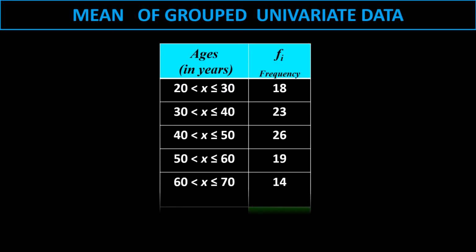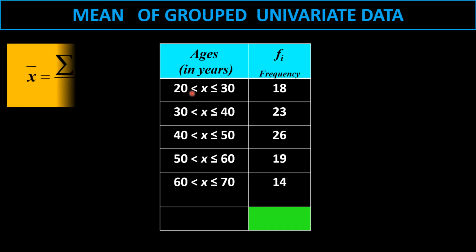Now we want to look at how we calculate the mean of grouped univariate data. Let's consider the same frequency table. There are the intervals, and there are 18 of these. Now we don't know which of those 100 numbers are the 18 between 20 and 30. So we need a representative here. And what would be the advisable representative? That's right, the middle number, or the midpoint.